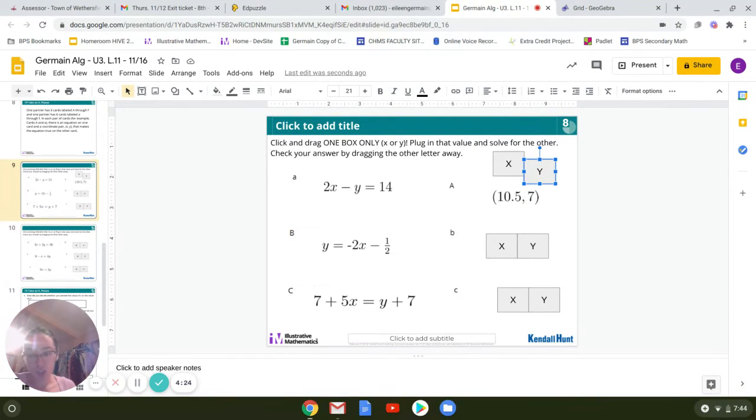So now, I need you to take 7 minutes right now to go through and either pick your X or your Y, plug it in, and solve it to find that other one. Go through all of them, and then once you're done, you move them off and you check your answers.